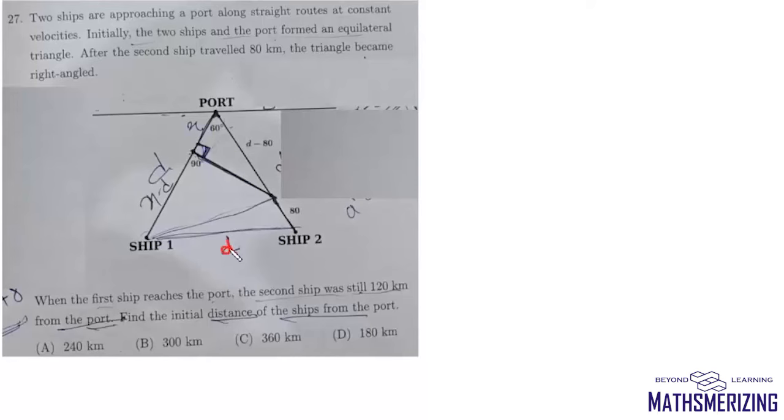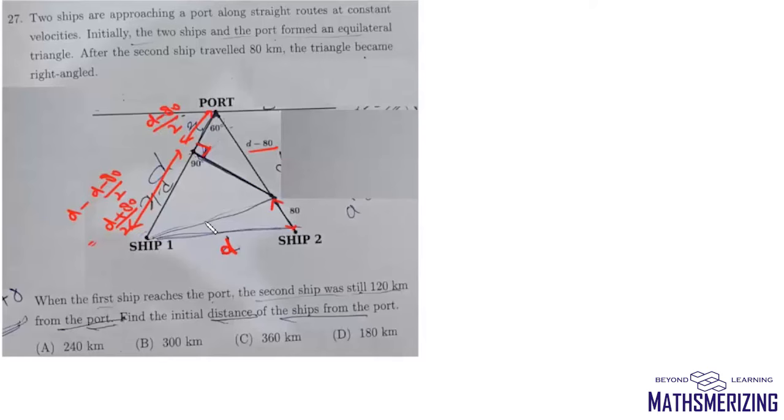Now this is D. When the second ship has moved 80 kilometers, it becomes a right angle triangle. Now this distance is D minus 80. Now this angle is 60, so this side will be simply (D minus 80) cos 60, which is (D minus 80) by 2. Now this entire length is D because it is an equilateral triangle. So this length will be D minus (D minus 80) by 2, which is (D plus 80) by 2.